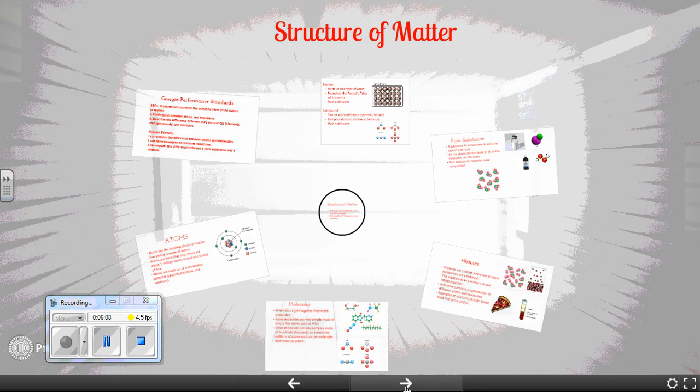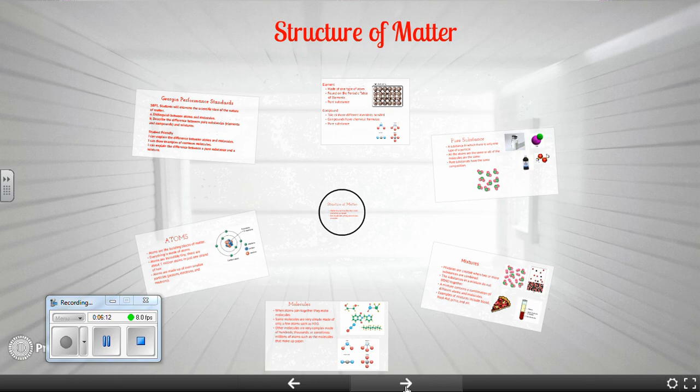We have reached the end of our video lesson on the structure of matter. If there's anything that you may have missed in this lesson, I would suggest going back through the lesson. Please make sure that you have completely filled out your graphic organizer. Make sure you have adequate information for each word and also pictures.